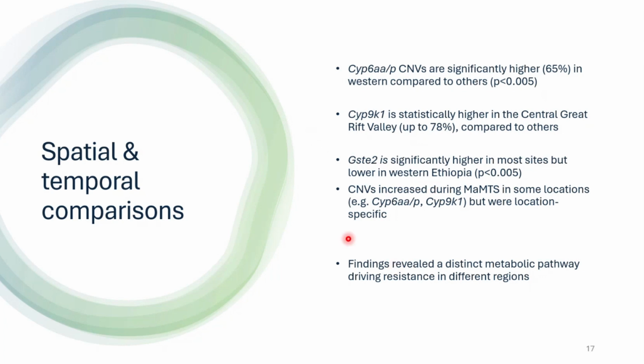When we look at the seasonal variation, we also observed location-specific variation. In most cases, we observed the CYP6AFP gene and CYP9K1 copy number variation increased during major malaria transmission season, but these were also location-specific. In others, we also observed frequencies increasing during the minor malaria transmission season. So our finding indicated that distinct metabolic pathways are driving resistance in different regions of Ethiopia. So resistance conferring genes are very much heterogeneous across geography as well as across season.